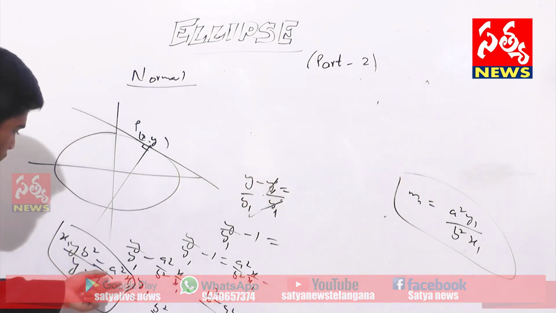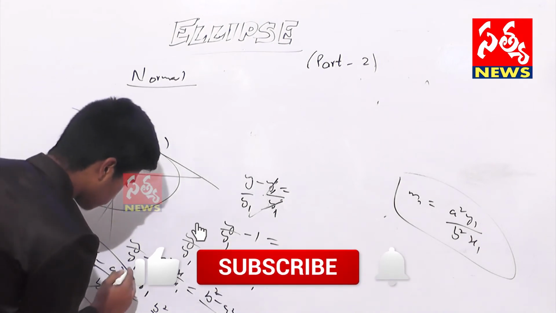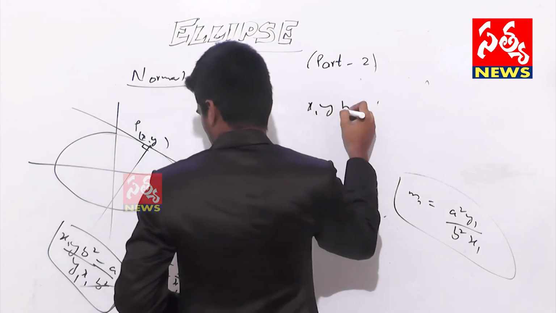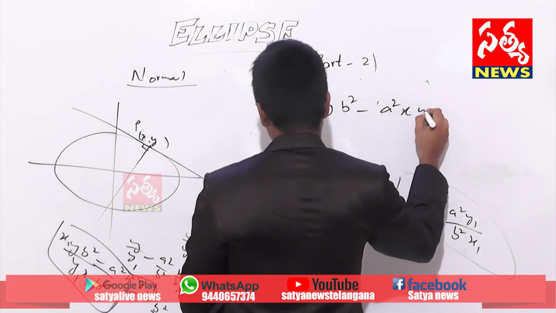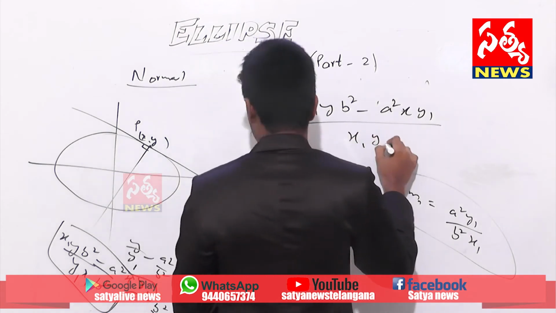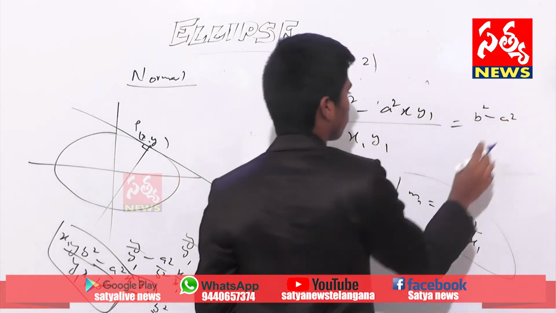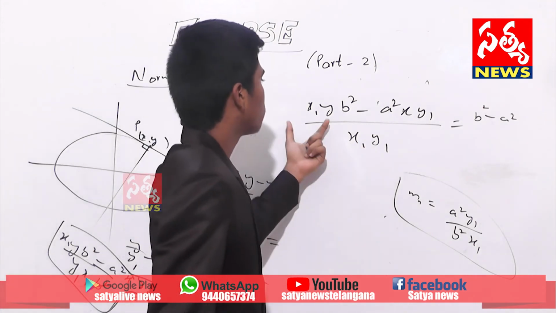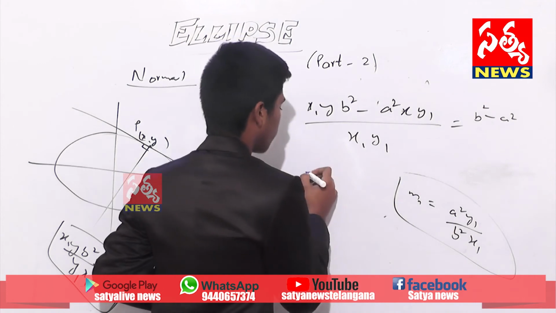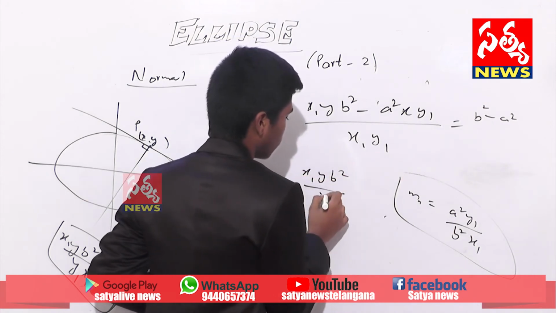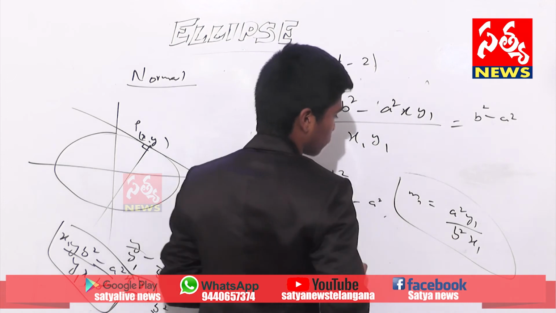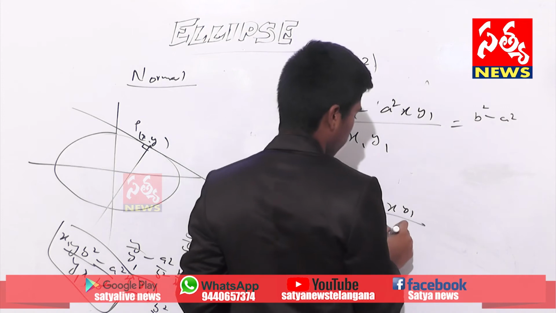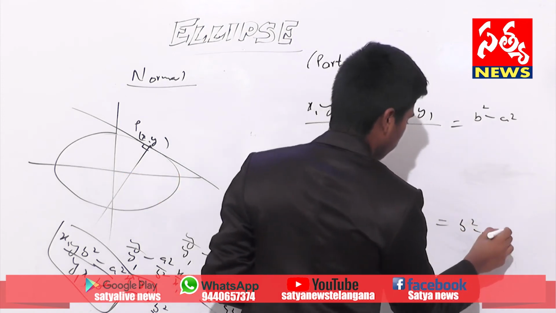x y (b square minus a square), sorry, this full term. Okay, I will write clearly: x1 y1 times (b square minus a square) by x1 y1 is equal to b square minus a square. Yeah, this is the final term we have remained. Now split this numerator: x1 y b square by x1 y1 minus a square x y1 by x1 y1 is equal to b square minus a square.